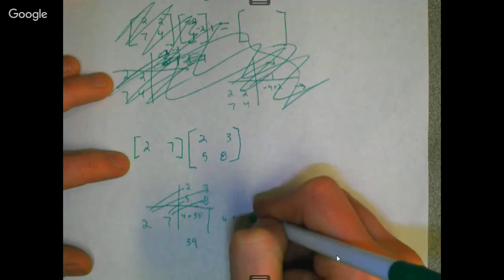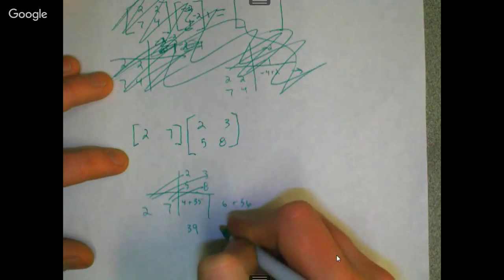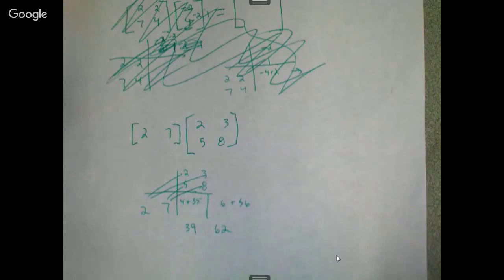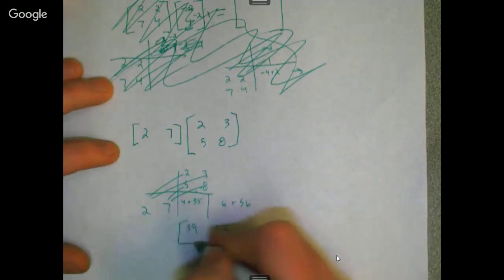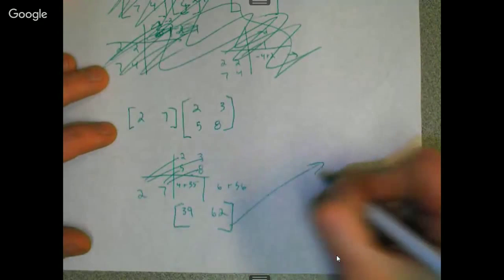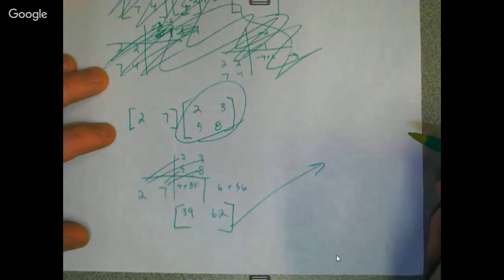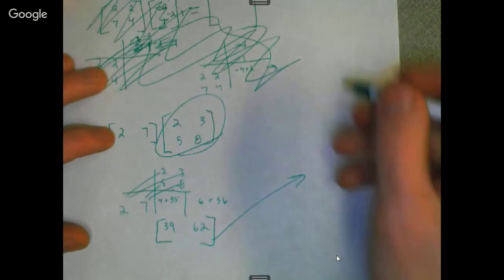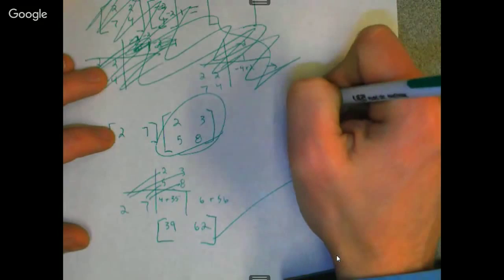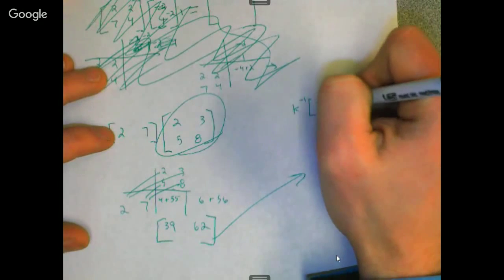56. So that's 62. Okay, so this is the number you are sending. So if I'm the receiver, this is what I get. I know that this is the key, okay, but I need the inverse of the key times what they sent you.